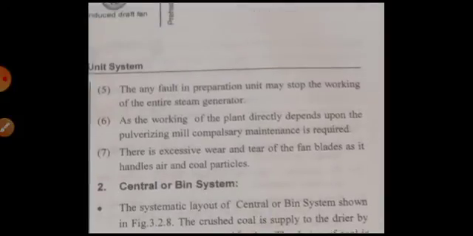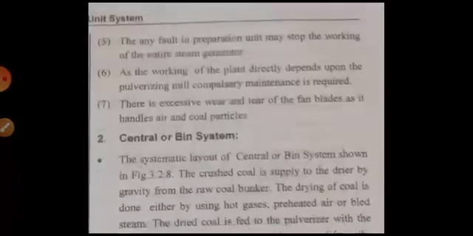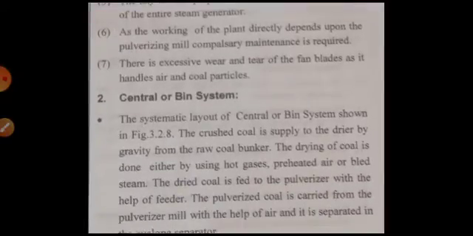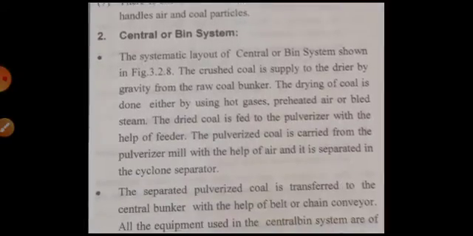Then any fault in the operation of the preparation unit may stop the working of the entire system. As the working of the plant directly depends on the pulverizing mill, compulsory maintenance is required. There is excessive wear and tear of the fan blades as it handles air and coal particles. Now these were some advantages and disadvantages of the unit system of pulverized fuel handling.